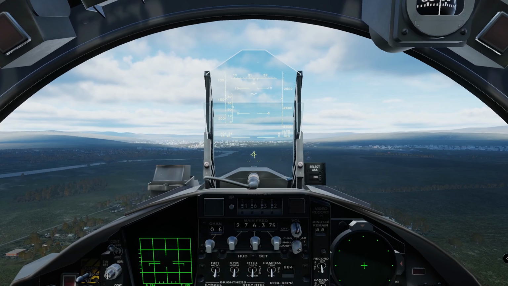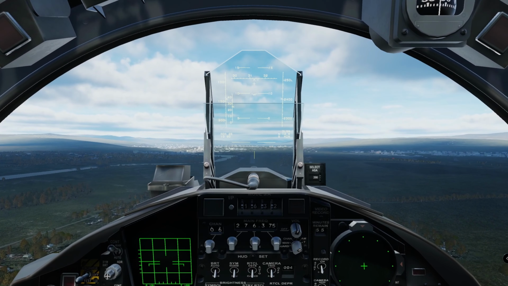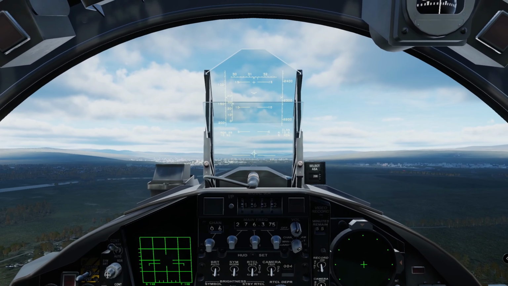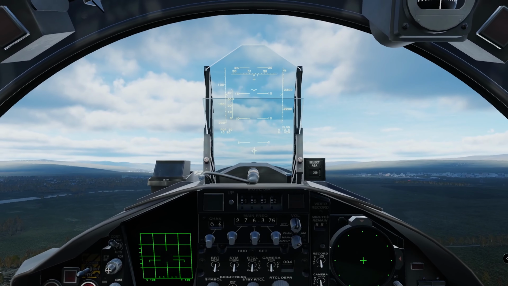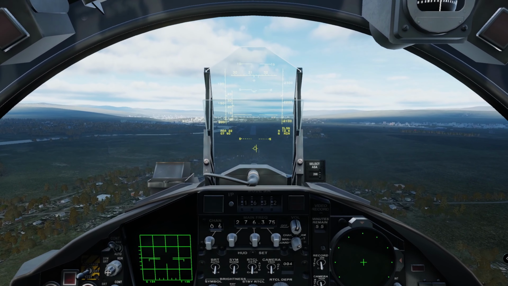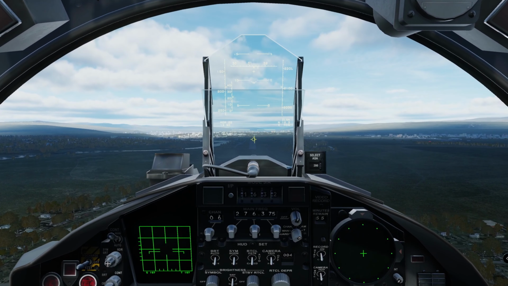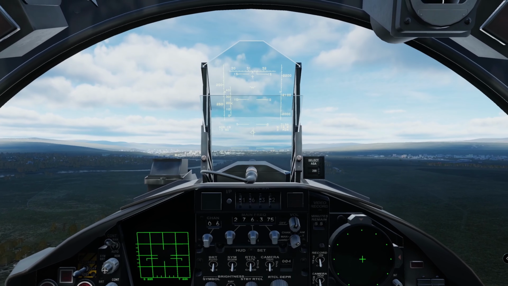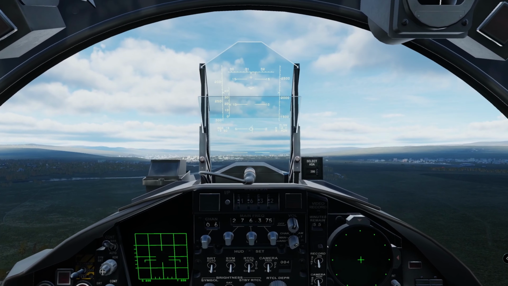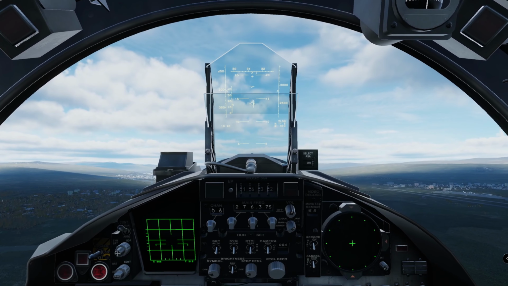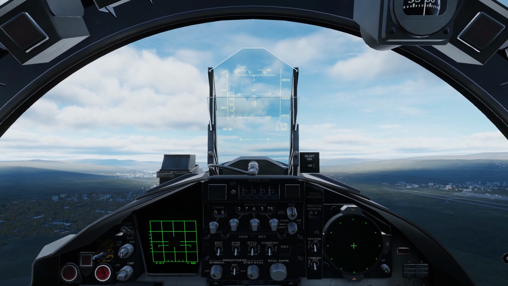So, let's do it. I'm on final. There's some buffet. I'm going to take it a little bit deeper till it actually breaks. And there it is. So decrease AOA, increase power, flaps up, slowly bring it up. There's a positive rate of climb, gear up. Accelerate to 300 knots, then into military power, go around, and try again.